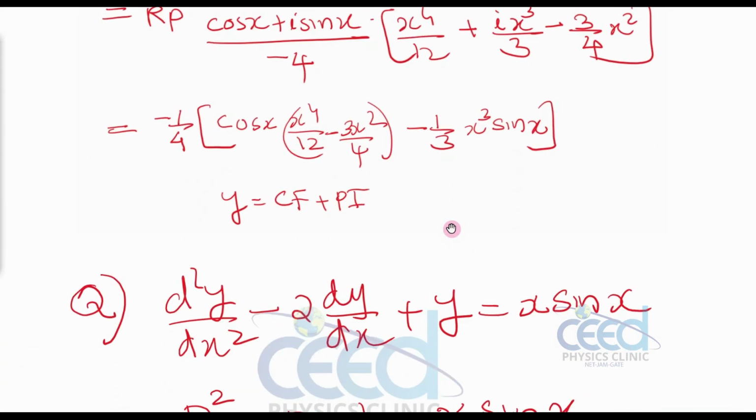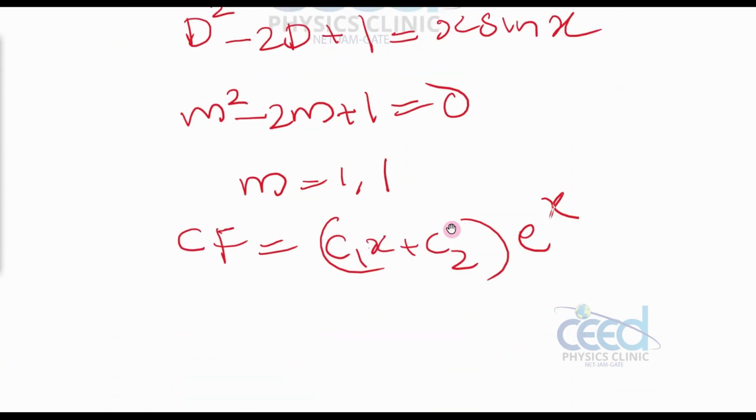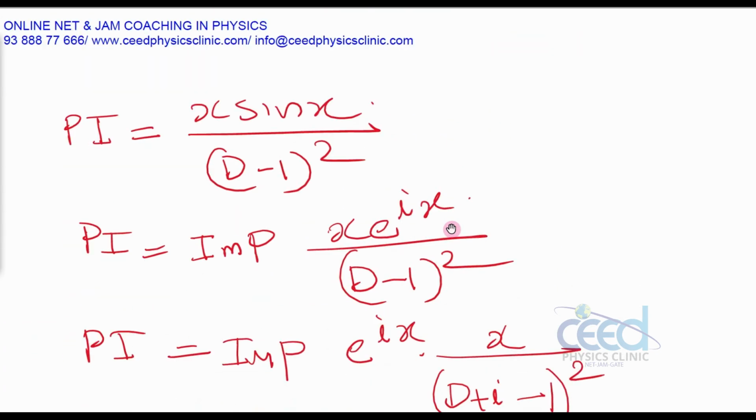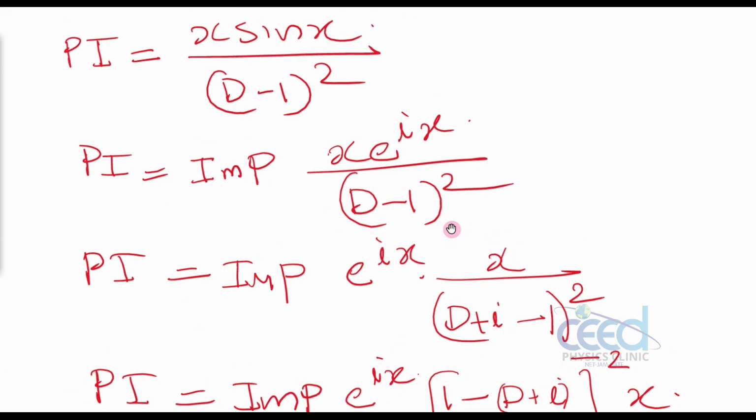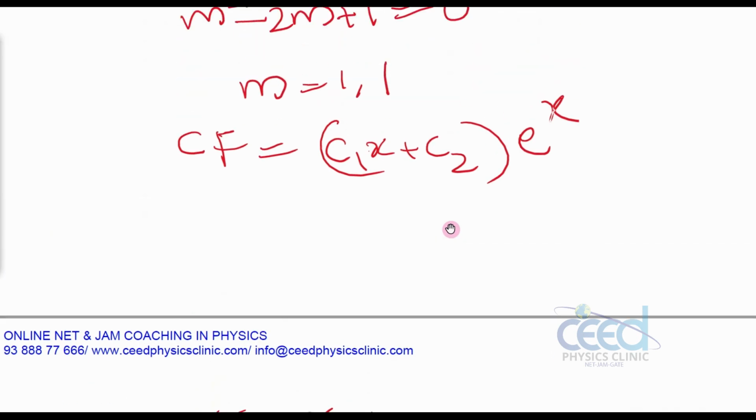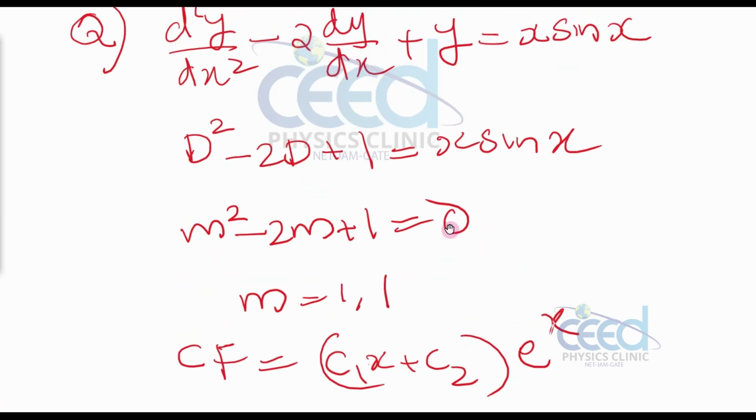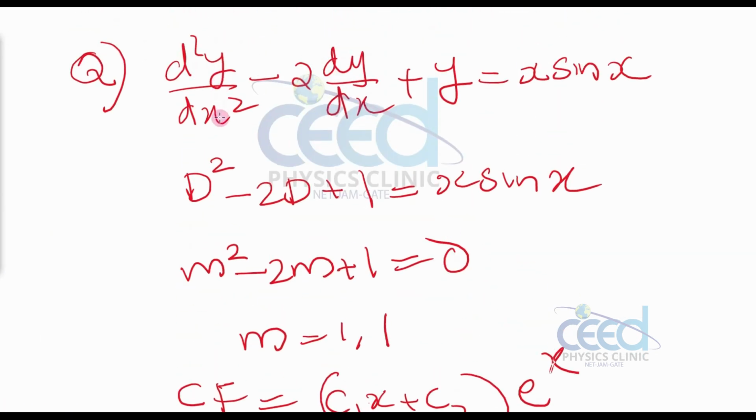Okay, so this is all about this problem, and we can do one more problem based on this. Here we have a question: d square y by dx square minus 2 dy by dx plus y is equal to x sin x.